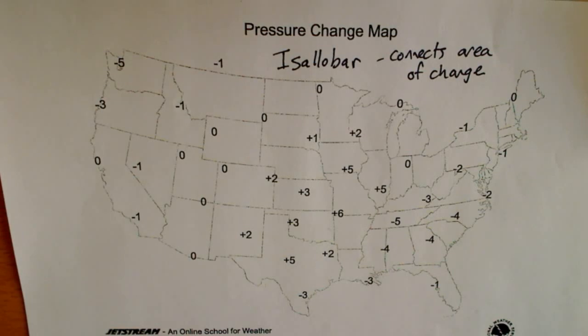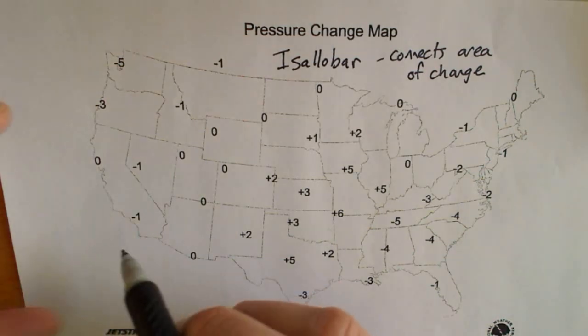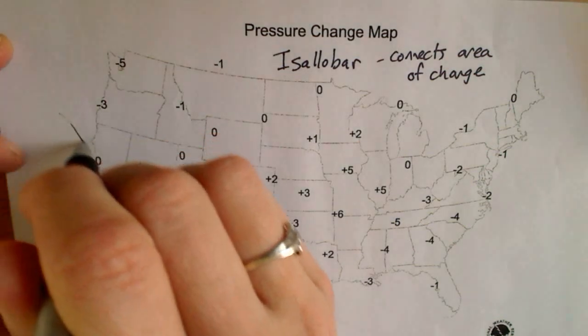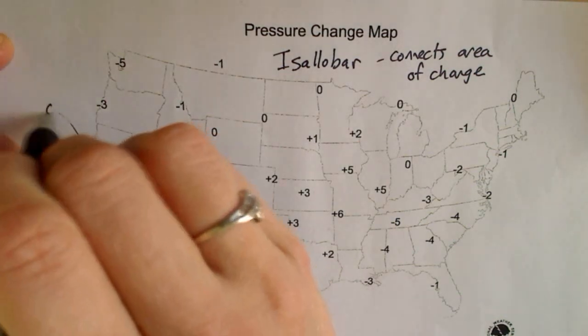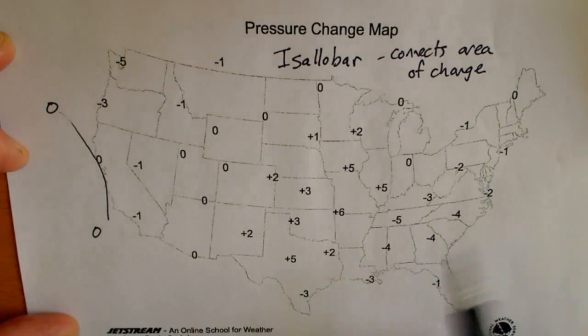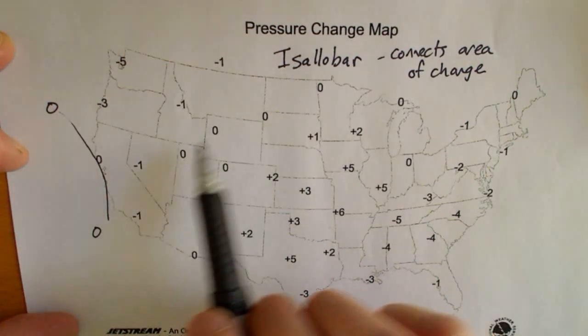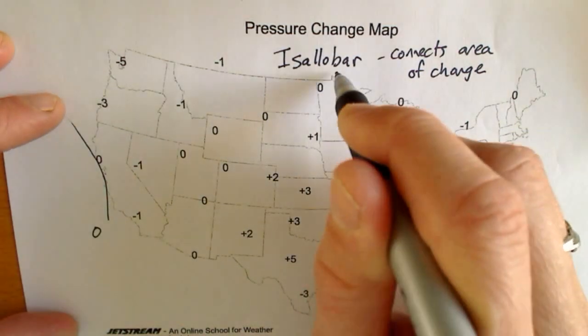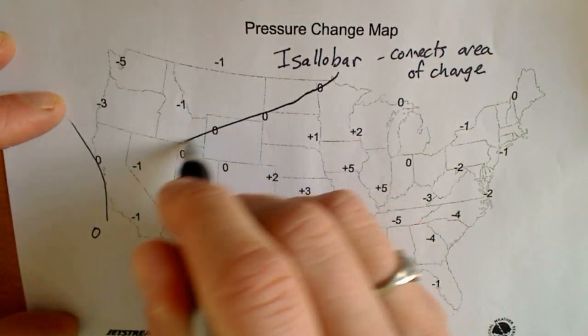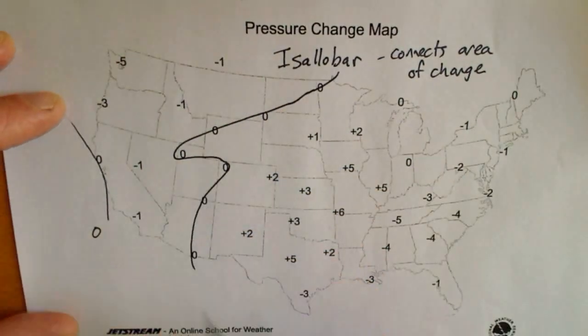So I'm going to begin with my black pen because I'm going to connect everywhere that was zero. So let's get all those zeros taken care of. I see one random zero out here in California. We're going to actually just pretend that that zero is part of something out here in the Pacific. All right, so let's see. I see zeros through kind of the Rocky Mountains. Oh, they go out this way. Okay, let's connect over here. So let's make it kind of a squiggle, zero, zero, zero.